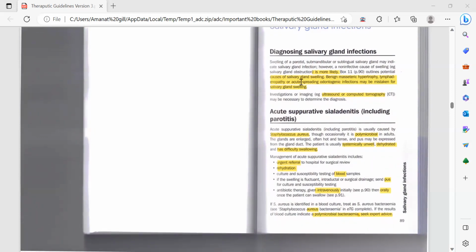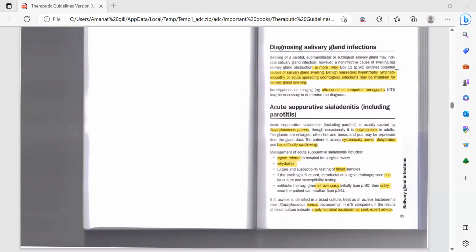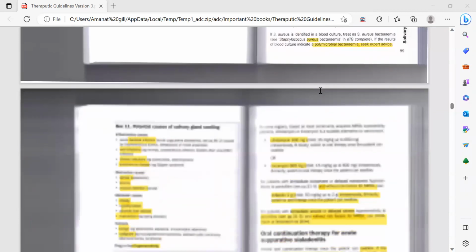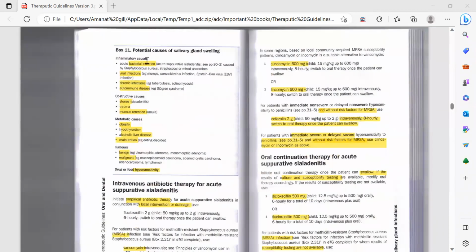Outline potential causes of salivary gland swelling. Benign masseteric hypertrophy, lymphadenopathy, or acute spreading odontogenic infections may be mistaken for salivary gland swelling. So we will read in this box what could be the reason when your patient would complain that he is having swelling of salivary gland.